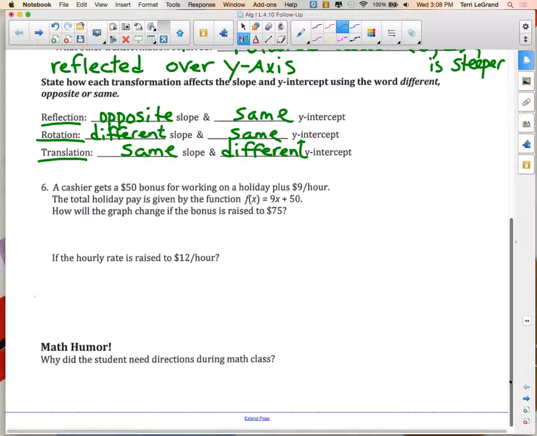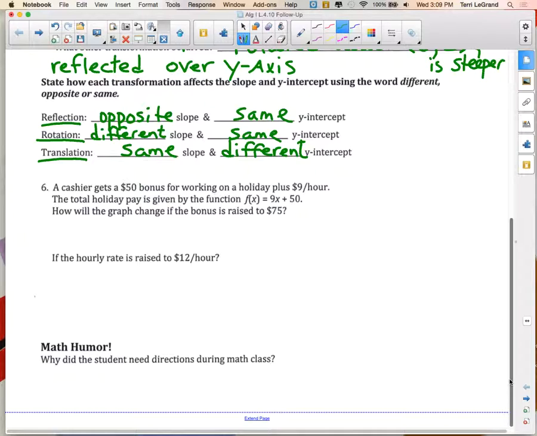A cashier gets a $50 bonus for working on a holiday plus $9 an hour. The total holiday pay is given by the function f of x equals 9x plus 50. How will the graph change if the bonus is raised to $75? What part in that equation represents the bonus? The slope? The y-intercept? The y-intercept. Okay? What part represents the $9 an hour? The slope. What is x standing in for then in there? The number of hours they work. How about the f of x? Total pay. How much they're going to get after they work this many hours to get that bonus, right?